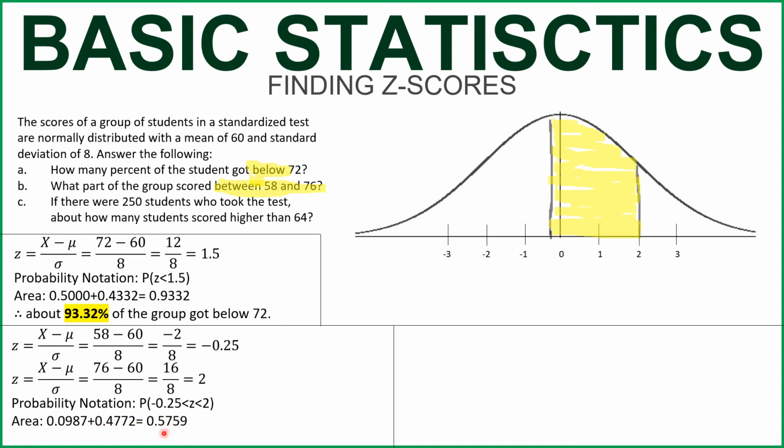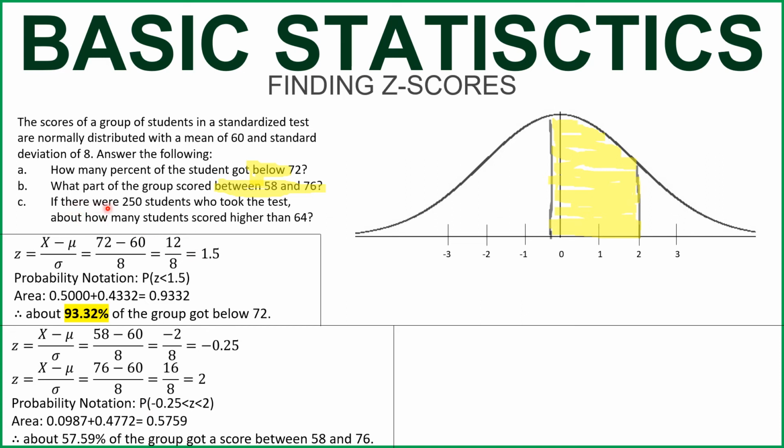So, our answer is 0.5759. Therefore, about 57.59% of the group got a score between 58 and 76, meaning yung mga nakakuha ng score sa standardized test na yon, yung mga nakakuha ng sa gitna ng 58 and 76 is 57.59%, meaning more than half, no, yung nakakuha na may scores na between 58 and 76. So, ganun lang siya. So, last na tayo.